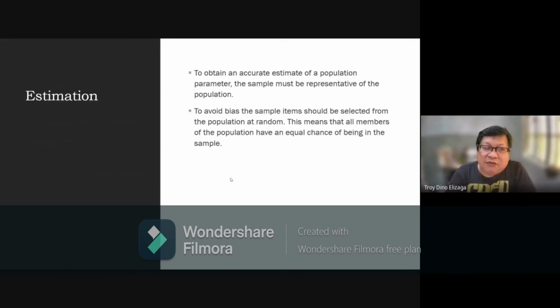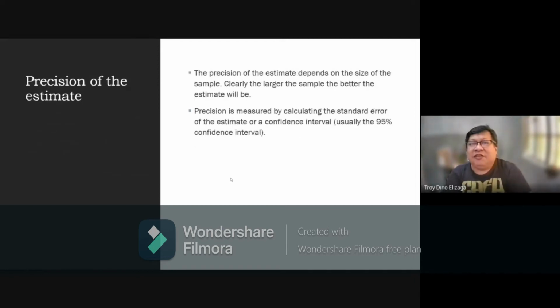So the items should be selected from the population at random. This means that all members of the population have an equal chance of being in the sample. The precision of the estimate depends on the size of the sample. So the larger the size of the sample, the more precise the estimate.